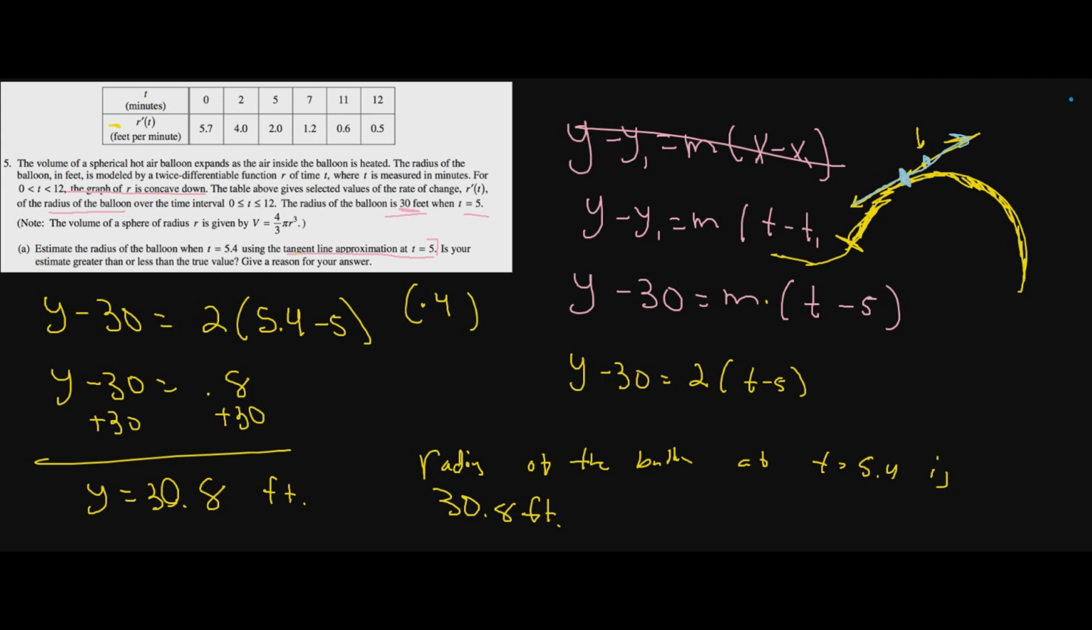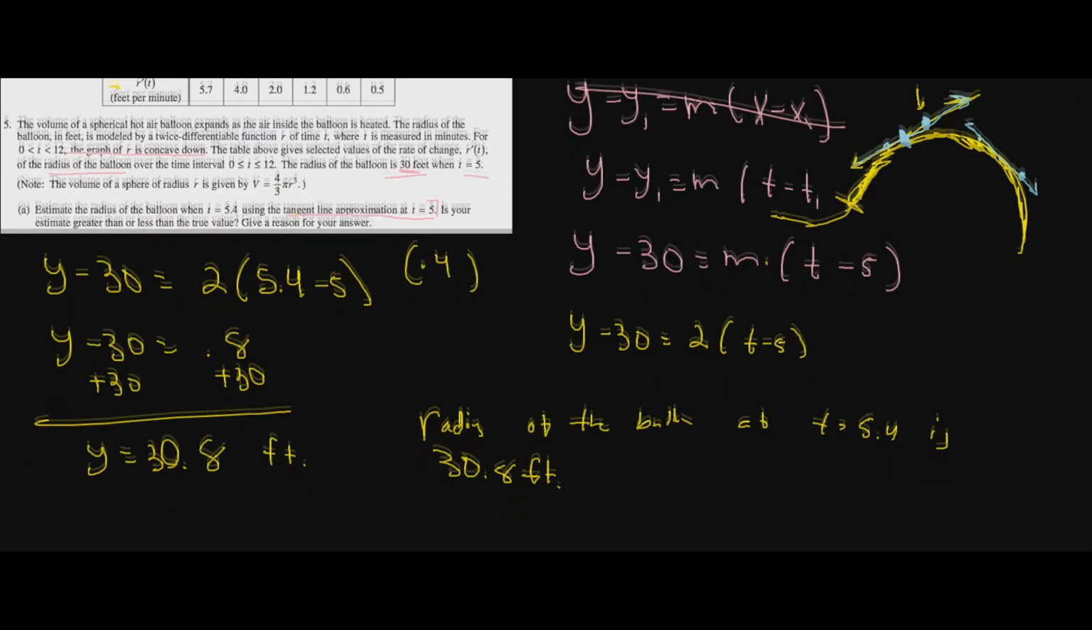Right, if this is at 5, it should be greater. And no matter where you draw this, since it's concave down, this approximation will always be greater. You can see that, right? So let's go ahead and answer that. Let me write this down below here.